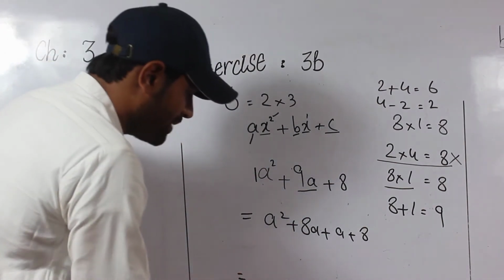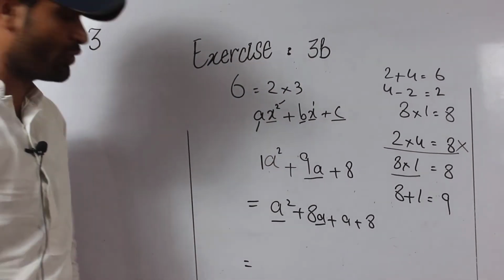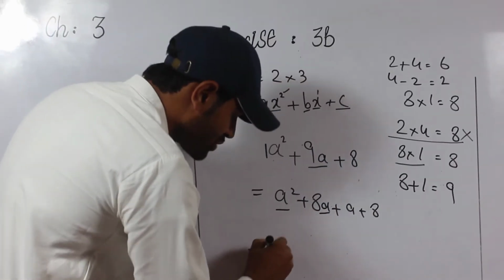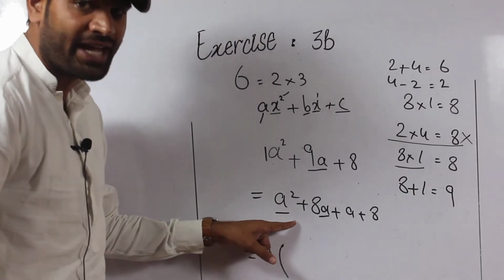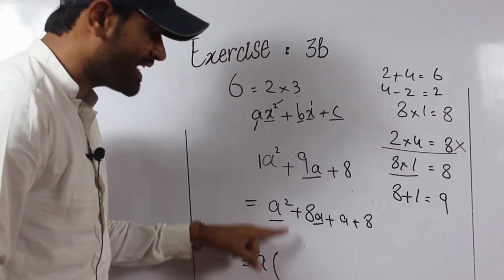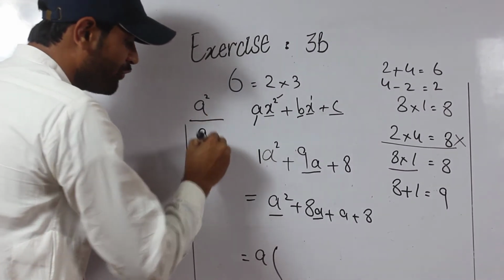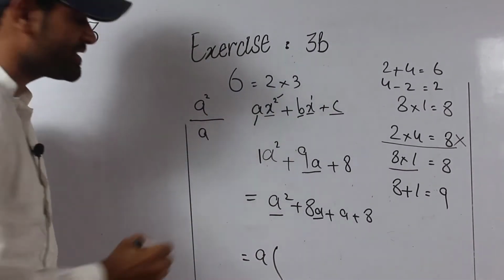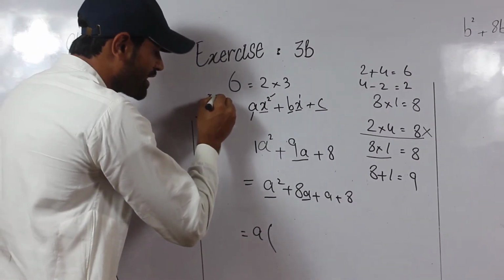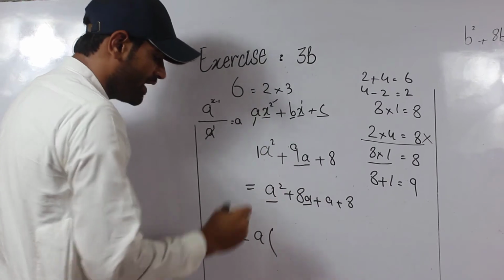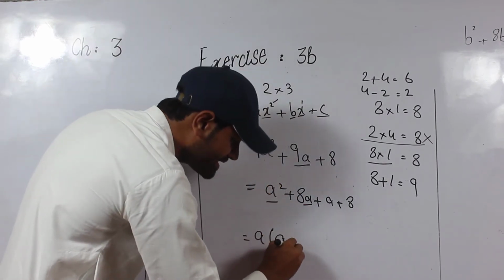Now I take common factors. I see which term is common in the first two terms. So here a is common. I take a common, which means I divide these two terms by a. When we divide a square by a, the same variables, the powers are subtracted. Its power is 1, its power is 2, so 2 minus 1 remains power 1. So when I take a common from a square, what remains is a.